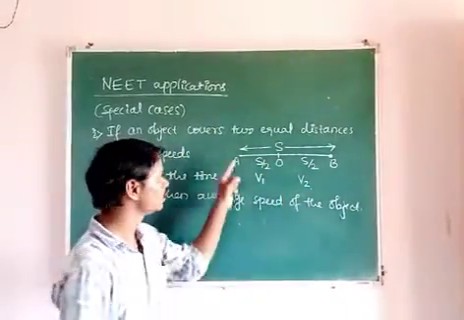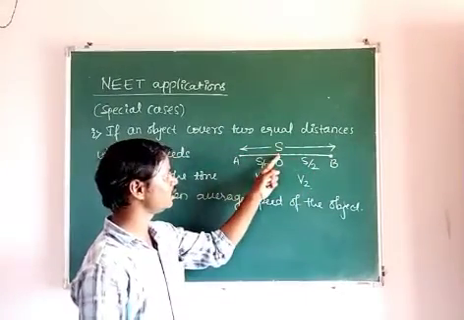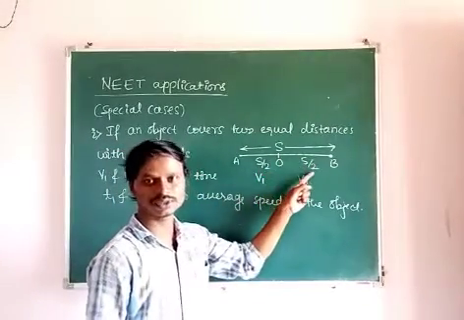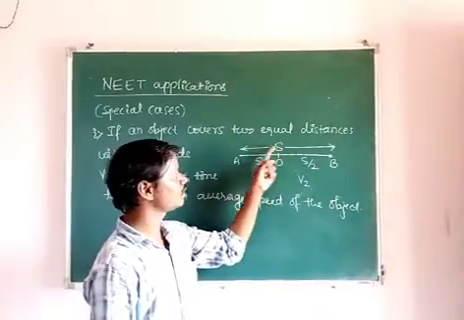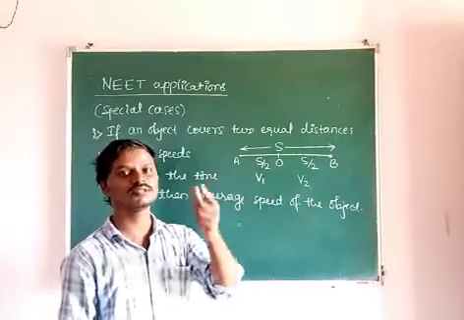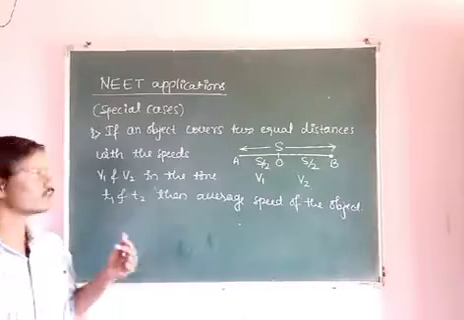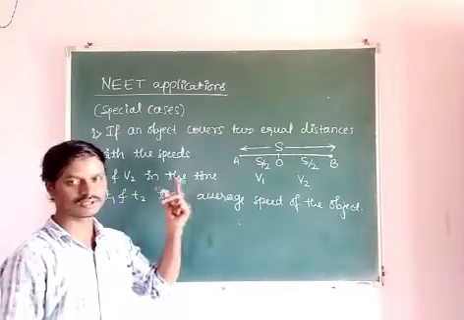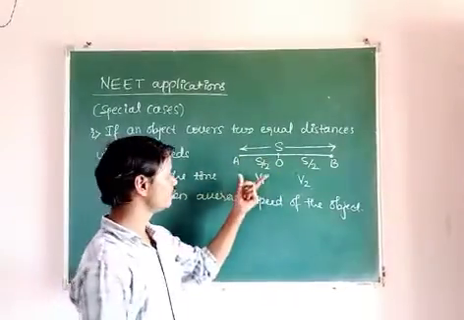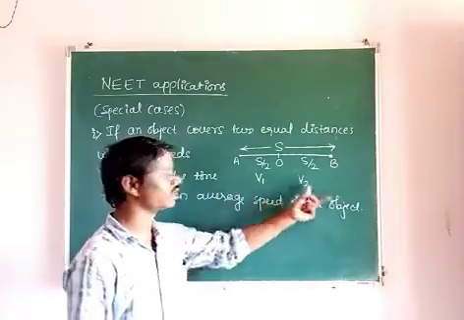Suppose I take the distance between A and B as 4 km. Then the distance between A and O is 2 km, and the distance between O and B is also 2 km. 2 km plus 2 km, that is how much? 4 km. Means the distance can be divided into how many equal parts here? Two equal parts. Then how to find the average speed? We use this average speed formula only when an object covers two equal distances in the times t1 and t2 with the speeds v1 and v2.